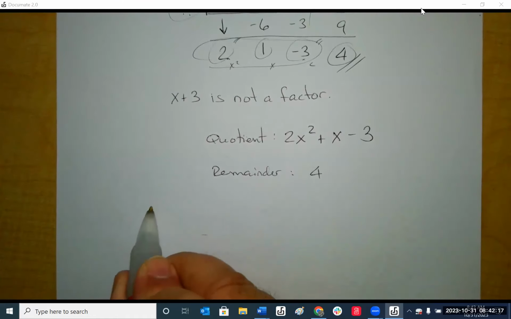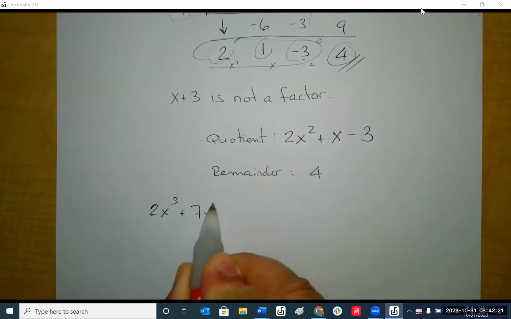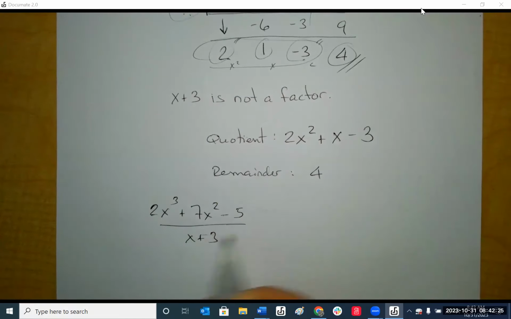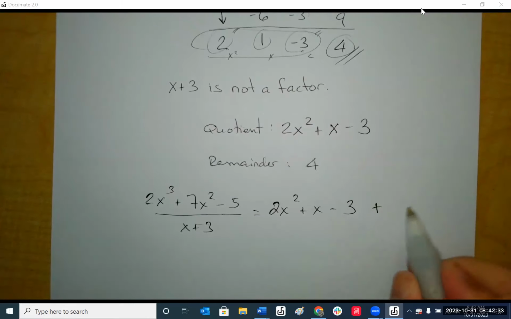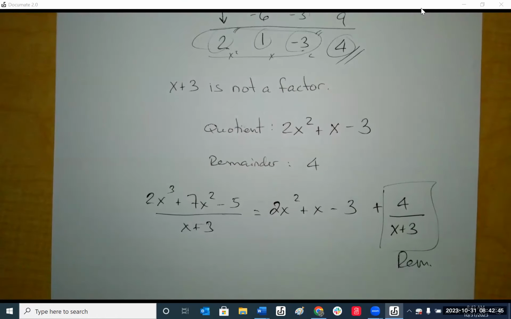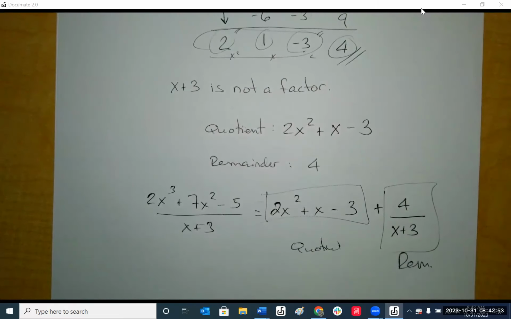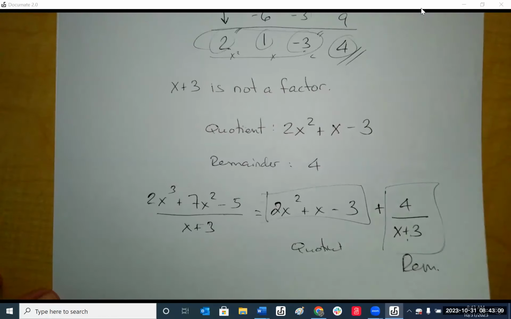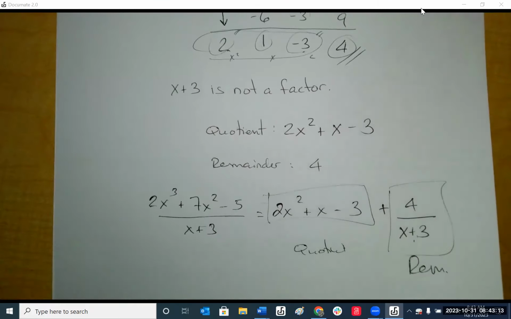But we're not done yet. 2x cubed plus 7x squared minus 5 over x plus 3 is equal to 2x squared plus x minus 3 plus the remainder, which is 4 over x plus 3. This is your remainder. This is your quotient. So whenever you have a remainder, you have to put that over the denominator because it's not a solid number. It's a part of a number.